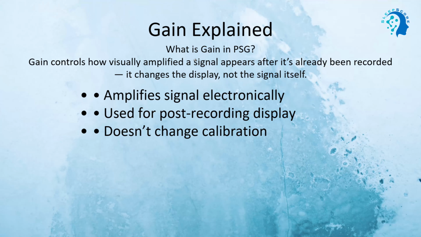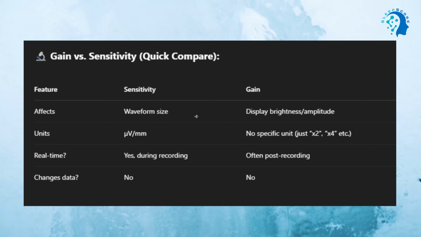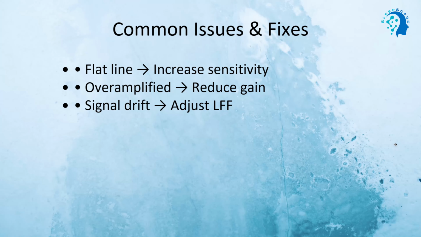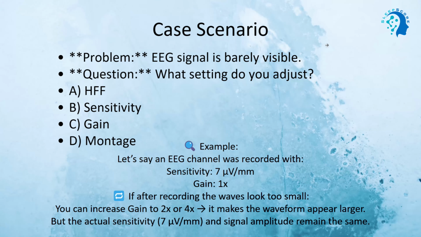Okay, gain. What is gain? Gain controls how visually amplified a signal appears after it has already been recorded. That means it increases or decreases the size, amplifies the signal electronically, used post-recording for display. The language is a little bit different, but we already know that. So gain versus sensitivity. Effects: sensitivity changes waveform size, gain changes display brightness. Okay, I don't want you to do this one. Anyway, look at this problem.